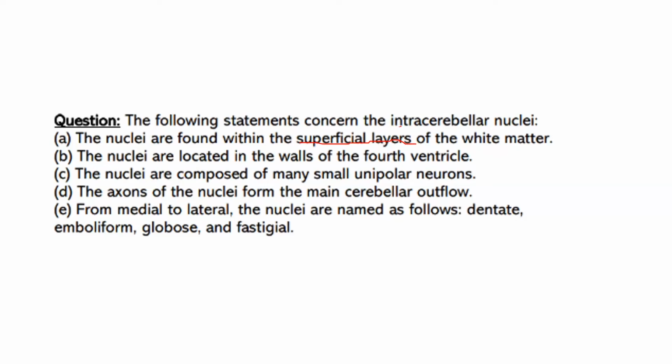Okay, so this is intracerebellar nuclei. B, the nuclei are located in the walls of the fourth ventricle. They are not. They are located posteriorly to the roof of the fourth ventricle. All right. As for being unipolar neurons, they aren't. They're multipolar. Just to make a small illustration, they're kind of star-shaped, which would tell you that they're multipolar, compared to peripheral sensory neurons, which are unipolar or pseudo-unipolar.